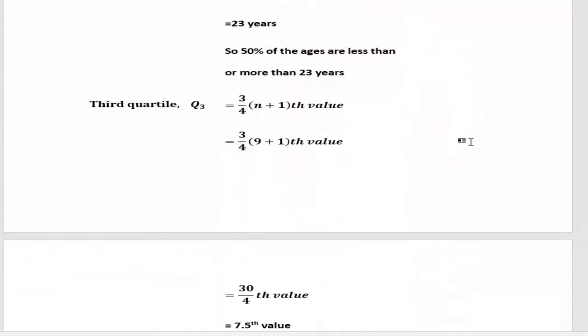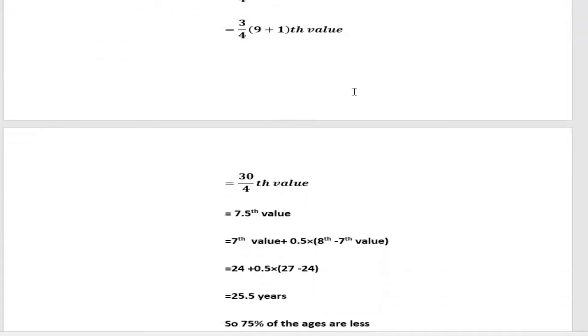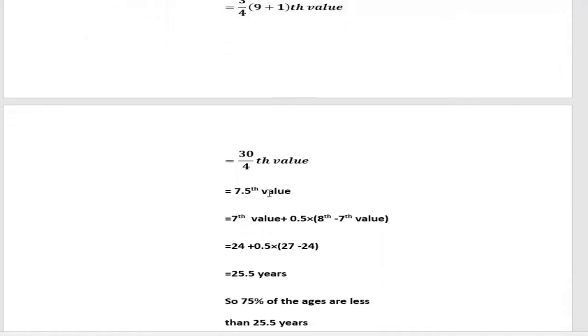So let us calculate quartile 3. For quartile 3, it is 3 over 4 times n plus 1. For the first quartile we have 1 over 4 times n plus 1, the second quartile is 2 over 4 times n plus 1, and for the third quartile, 3 over 4 times n plus 1. If you do the calculation, we'll get the 7.5th value.